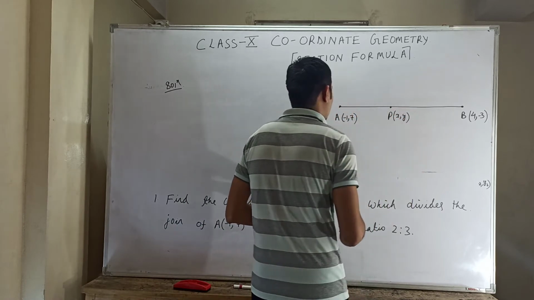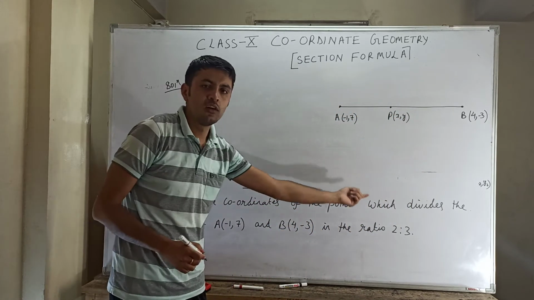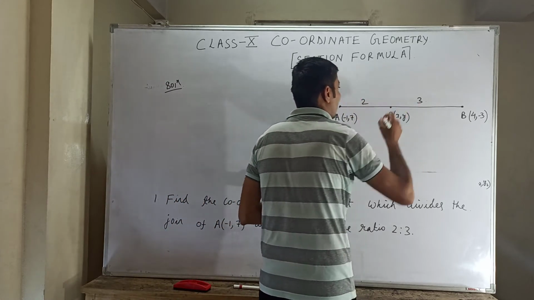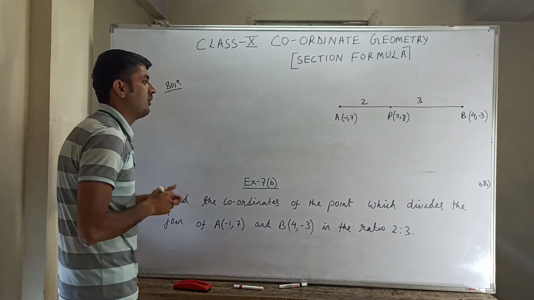x comma 1. And the ratio is given. What is the ratio? 2:3. That means here it is 2 and here it is 3, the ratio. So let us come to the solution.